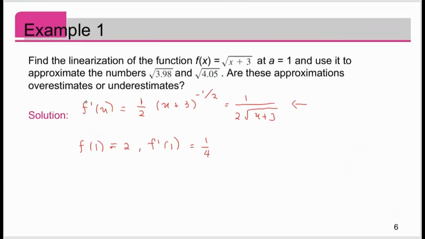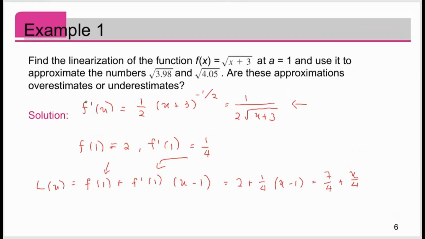And now we are going to use the formula for the linearization that we had just now. That is L(x) equal to f(1) plus f prime(1) times (x minus 1). So you can bring the values here, and then the one that you are going to obtain is 2 plus 1 over 4 times (x minus 1), and upon simplification or expansion, you are going to have 7 over 4 plus x over 4. Okay, so this is the linearization that we obtain for this particular problem, and then we are going to use it to approximate the numbers, right?